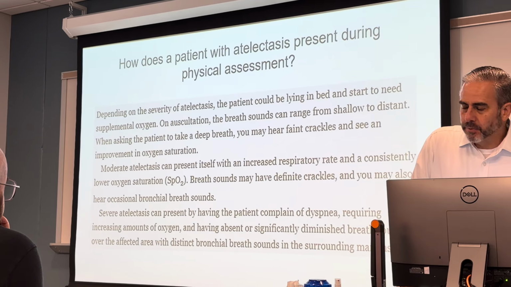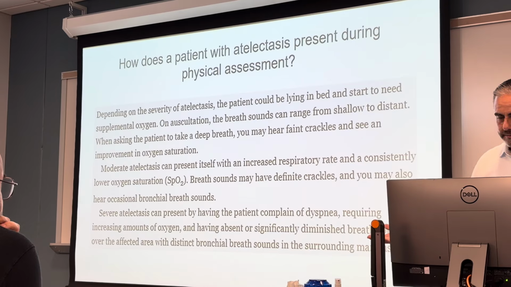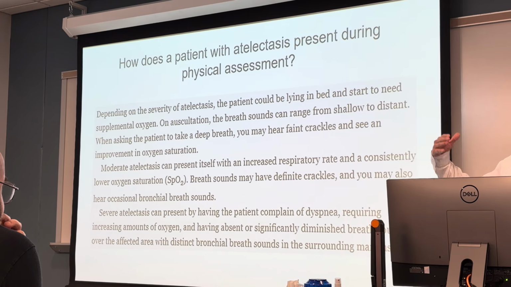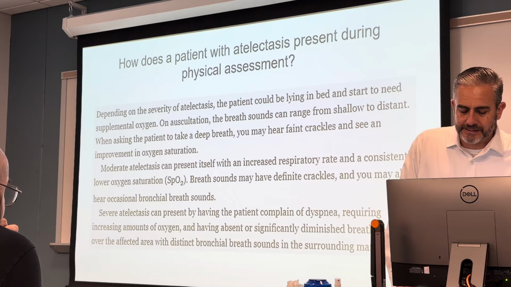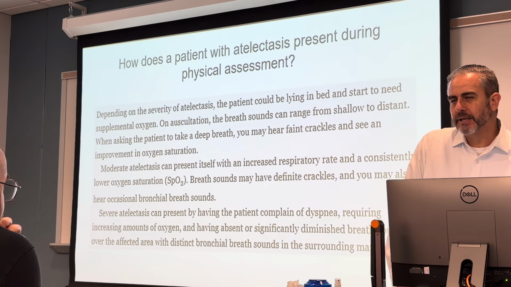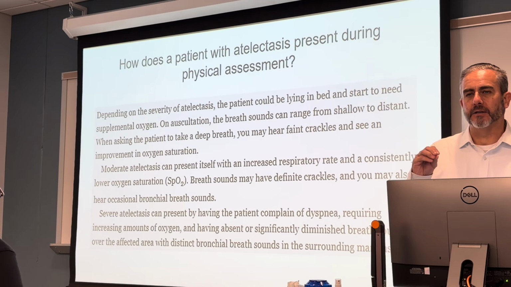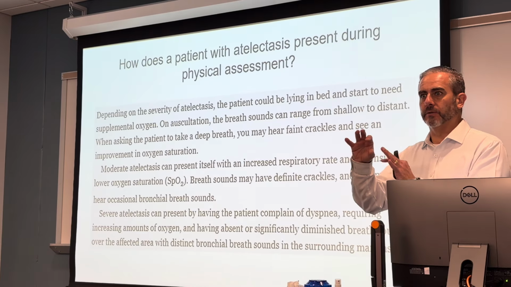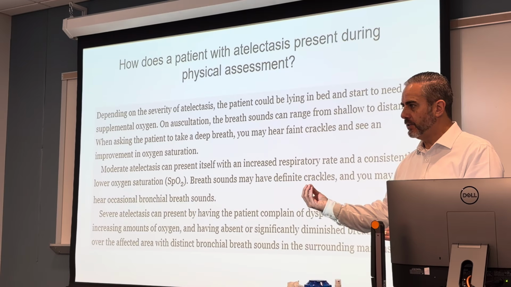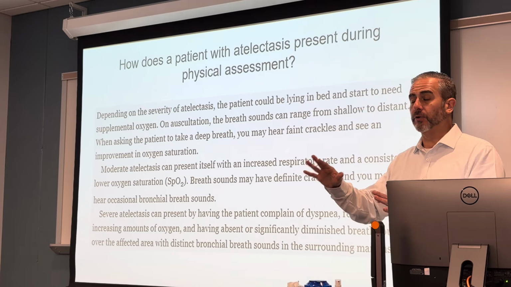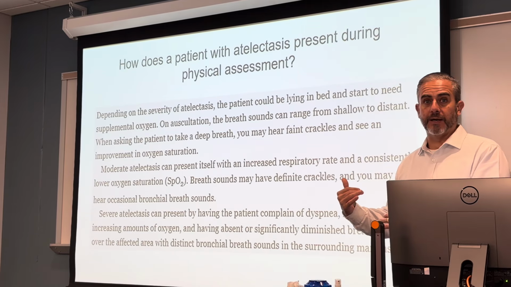Severe atelectasis can present by having the patient complain of dyspnea, requiring even higher amounts of oxygen, and having now absent or significantly diminished breath sounds over the affected area with distant bronchial breath sounds in the surrounding margins. So I just wanted you to see, especially, the lack of oxygen or the desaturation. The more the atelectasis continues, the lower the sats can go. Now the patient is complaining of shortness of breath.